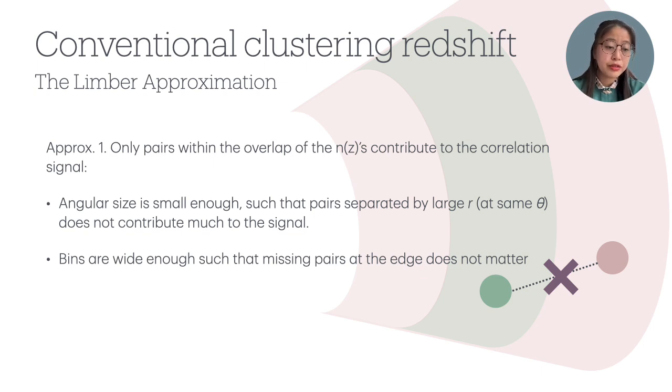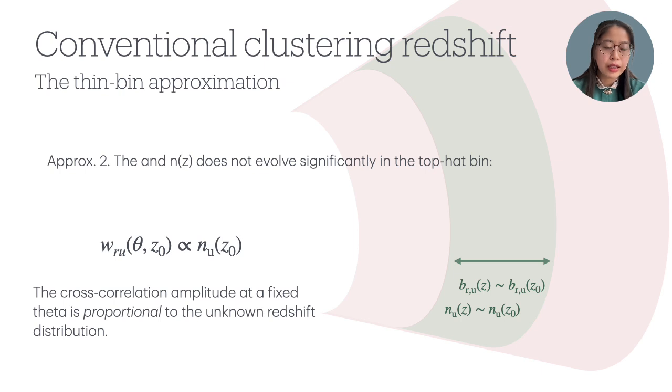This is also valid if you have very wide top hat bins, so that missing pairs at the edges do not matter. The other approximation says that your bins can't be too wide, so they have to be thin enough so that the bias of the reference and the unknown sample do not evolve significantly over this range. And you can write your unknown redshift distribution as some average centered at the center of the bin.